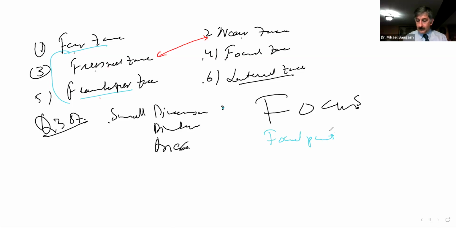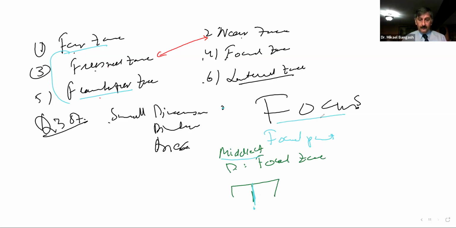Clear? Now, option D, which says focal zone, could have been the right answer if it had said the middle of the focal zone, because that's right in the middle of your focal zone. What is it you have? Your focus or your focal point. But simply focal zone itself is not.